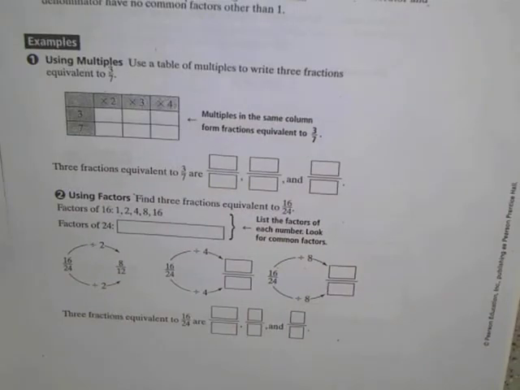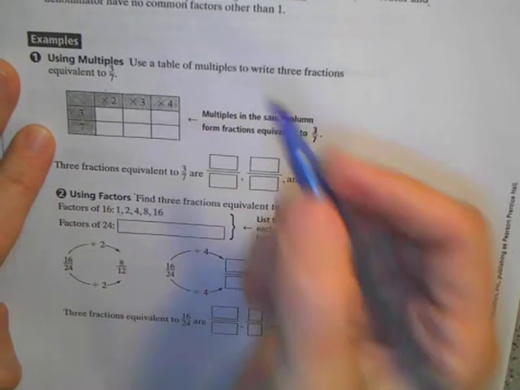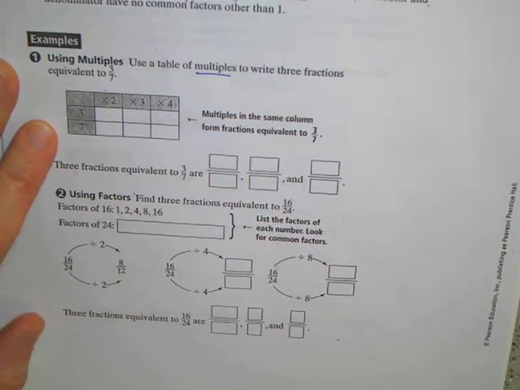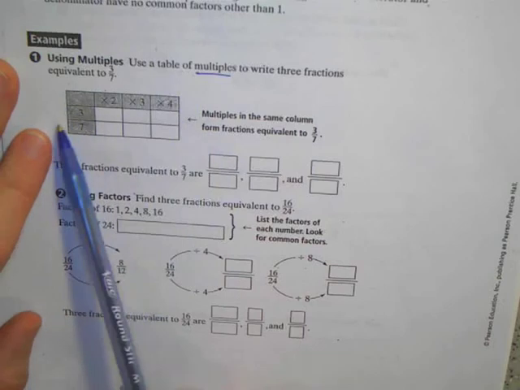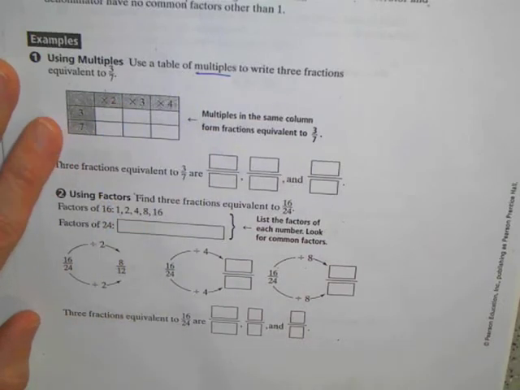Okay, and let's look at some examples for writing equivalent fractions. Our first one is using multiples. Use a table of multiples to write 3 fractions equivalent to 3/7. That means I'm going to multiply each numerator and denominator by the same number to get equivalent fractions.